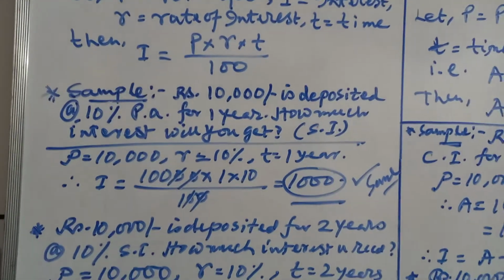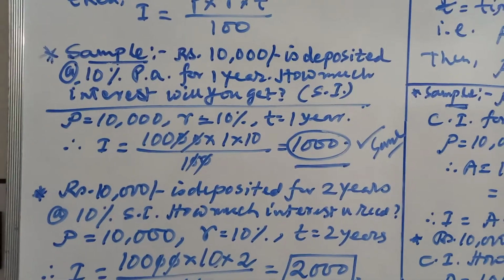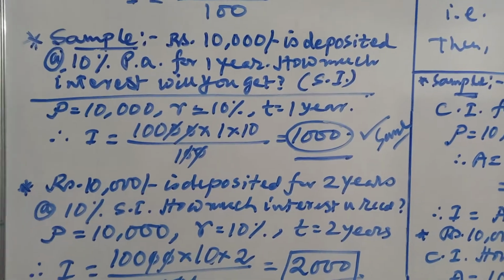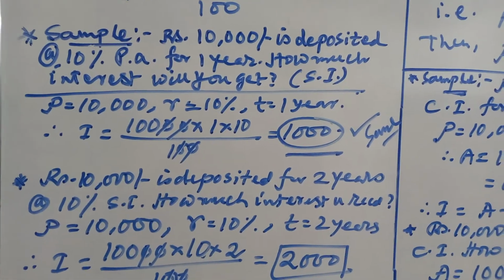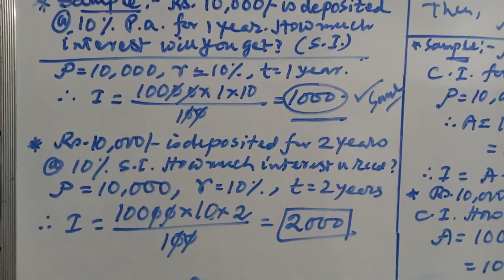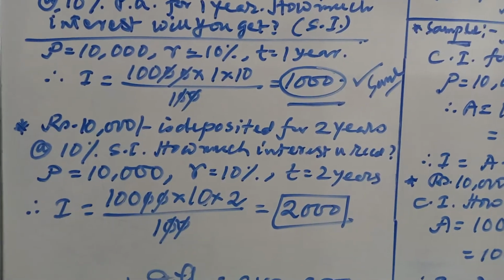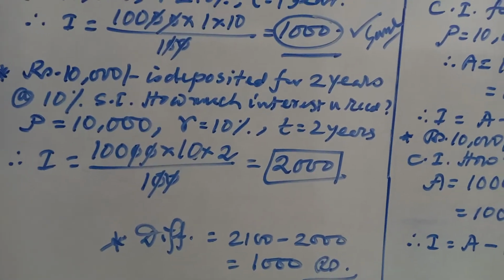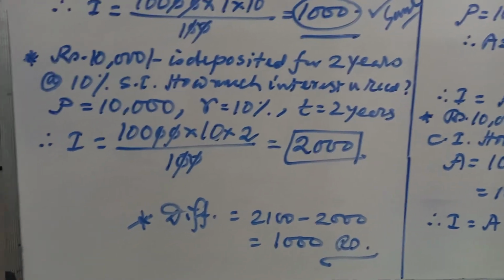So always remember, for 1 year there is no difference of interest between CI and SI, as because there is 1 year. But after 1 year, that is for 2 years or more than 1 year, always the CI will fetch you more interest than that of SI.